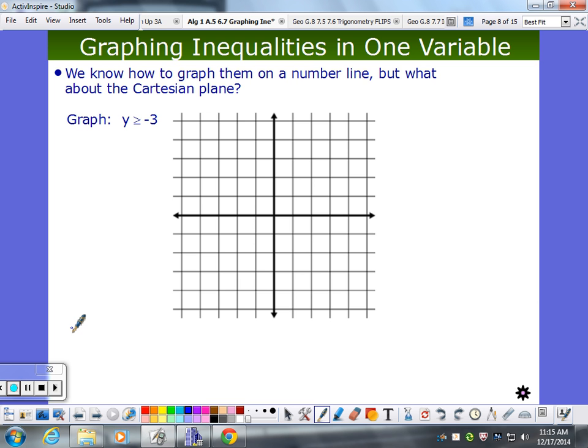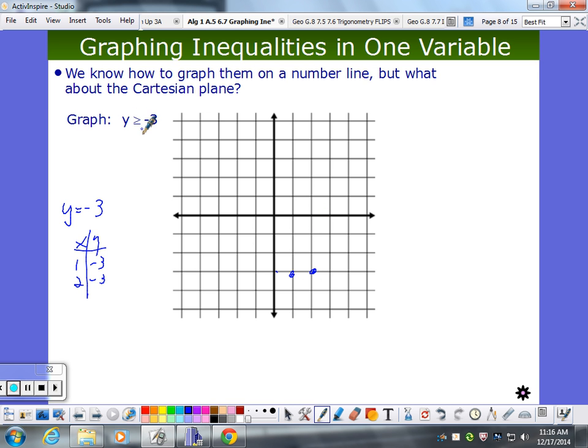I'm no longer doing a number line. I want this on a coordinate plane like this, a Cartesian plane. How do you graph this? Remember, what does y equal -3 look like? Claire? You draw a line at y equals -3. What kind of line? Horizontal. And if you forget, just put some -3s here: 1, -3, 2, -3. It's this one.